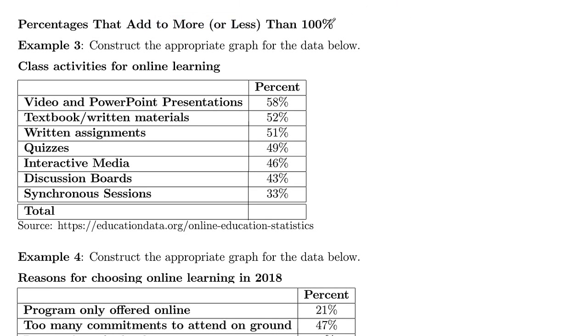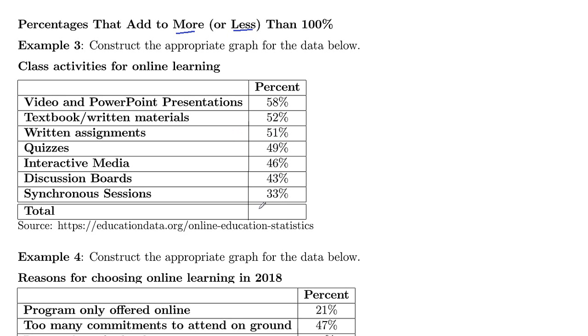In the next two examples, we'll look at percentages that add to more or less than 100%. So in example 3 here, we're constructing the appropriate graph for the data. These are class activities in online learning. So video and PowerPoint presentations were 58%, textbook and written materials 52%. Oh, look, already we're over 100%. They got written assignments, 51% of the classes used those, quizzes, 49%, and so on.